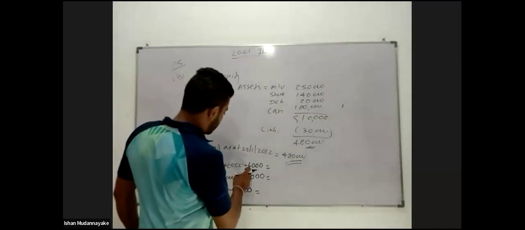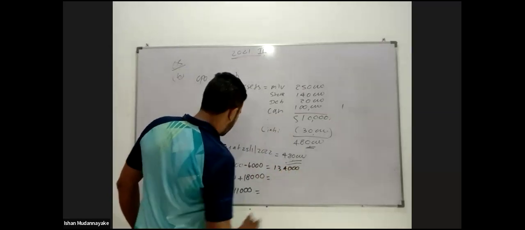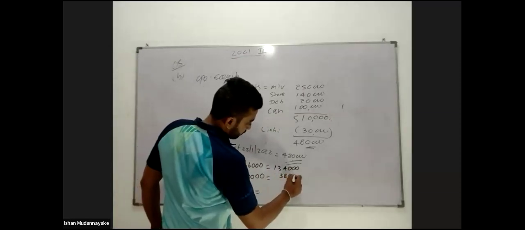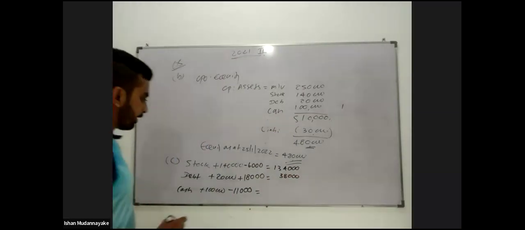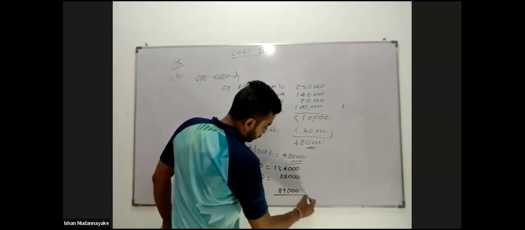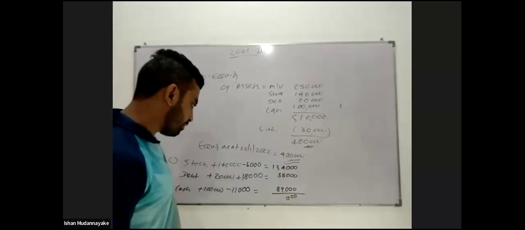Stock: 140,000 minus 6,000. How much? 134,000 is stock. Debtors: 20, 30, 38,000 debtors. Debtors 30,000. Cash: 90,000, 89,000 cash. Right. Total current assets, how much?